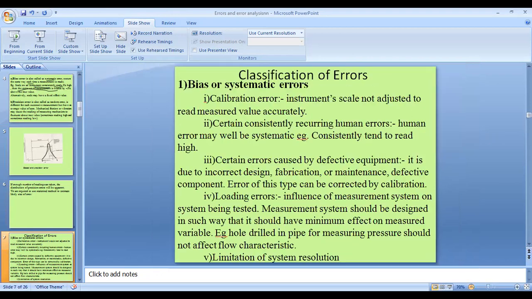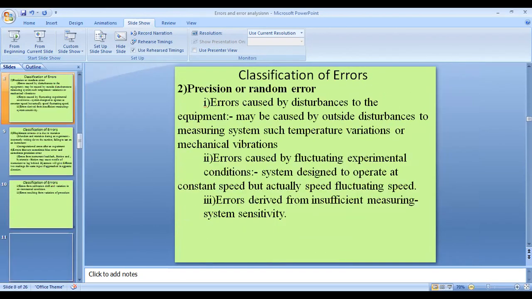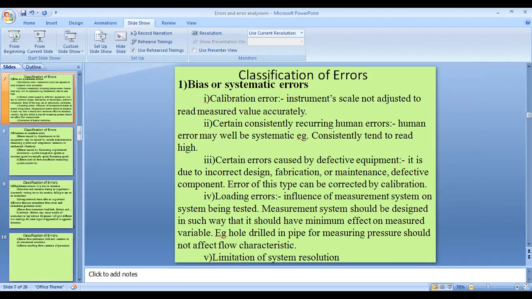Now we'll move to the detailed study. So we'll see the classifications of error. Basically there are two types of error I have already mentioned: bias error, which we can say is systematic, and another is precision error, which is called random. Now, what causes each error?